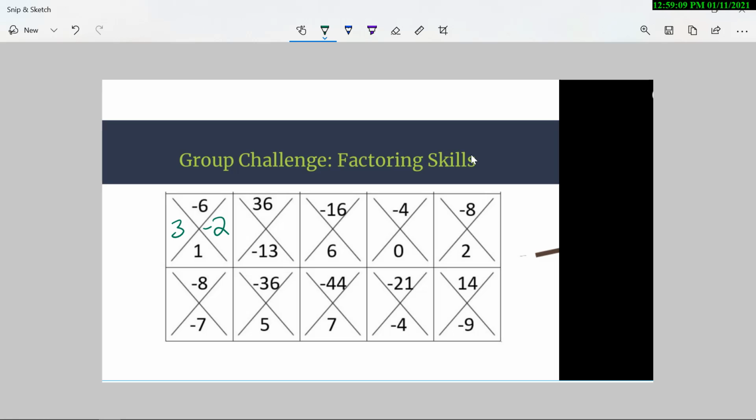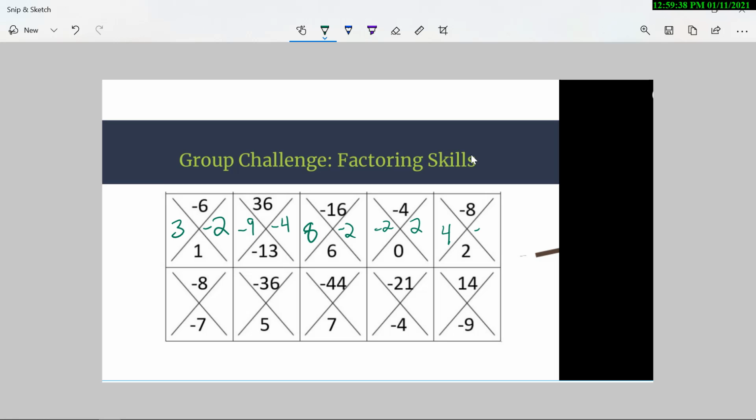36 and negative 13, well 36 is positive, so they're both going to be the same sign, and they add up to negative, so they both have to be negative. Negative 9, negative 4. Negative 16 and 6 would be positive 8, negative 2. Negative 4 and 0. So they add up to be 0, meaning they're opposites. So 3 plus negative 3, 5 plus negative 5. Or in this case, since they multiply to negative 4, that would be negative 2 and positive 2.